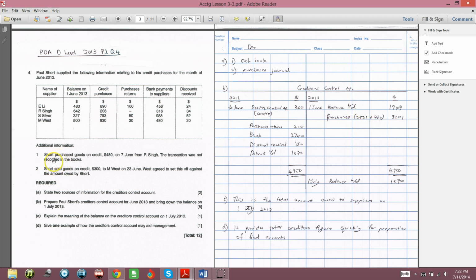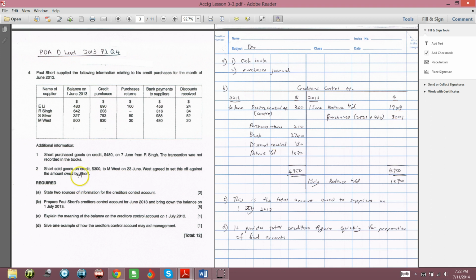And then additional information here says that, okay, so I imagine I am Paul Short. Because this is a Paul Short business, so Short means Paul Short. Okay, Short purchase goods on credit 480 on 7 June from R Singh. So R Singh is the supplier. Okay, this transaction was not recorded over here, was not recorded in the books here. Okay, so purchases were at 480, so I get 3001.